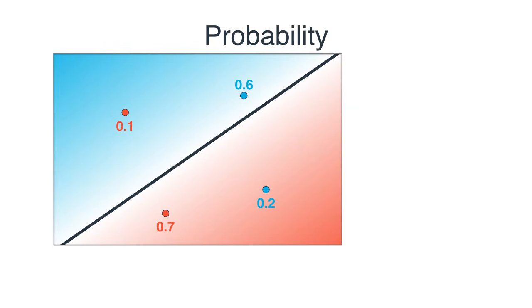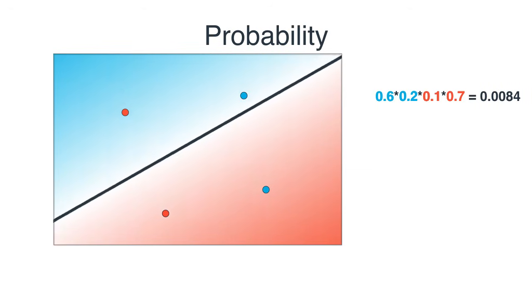And now, if we think that these are independent events, the probability of all 4 of them happening is the product of the probabilities. So if I have these 4 points and this line with this probability function, the probability that the points are of those colors is the product of the 4 probabilities, which is 0.0085. So it's not very likely. Now let's move the line around.